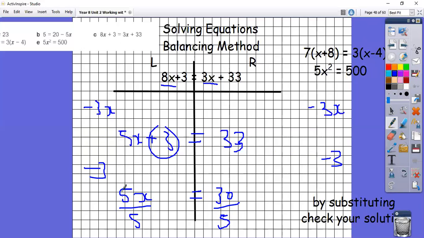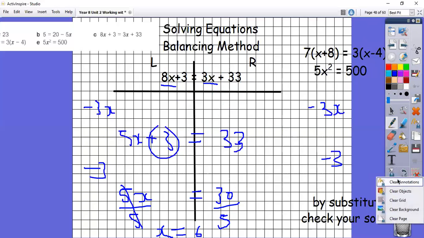5x divided by 5, the 5's cancel each other out, leaving us just with x. So x equals 30 divided by 5, which is 6. Again, you can check to see if your answer is right: multiply 8 by 6 plus 3, and 3 times 6 plus 33, and they should both be the same. If they're not, that tells you made a mistake somewhere. You need to go back and retrace your steps.